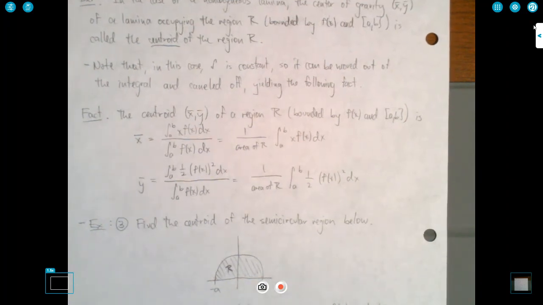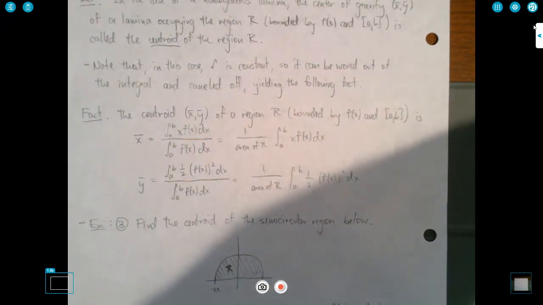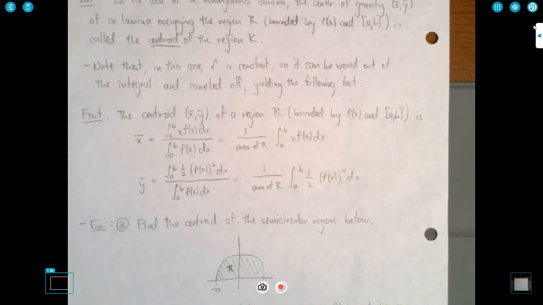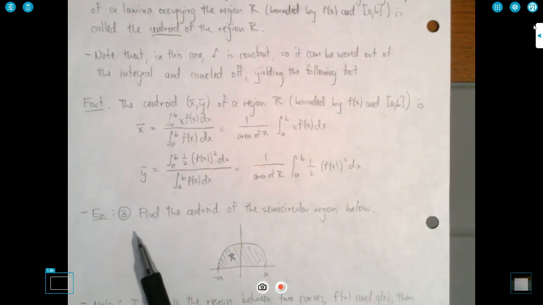And in fact, we saw that in the previous example. We saw so much cancellation going on, and it's because we had a uniform density. So again, if you don't have uniform density, then you'll learn about how to deal with that in third semester calculus, Calc 3. Okay, so let's look at the next example.